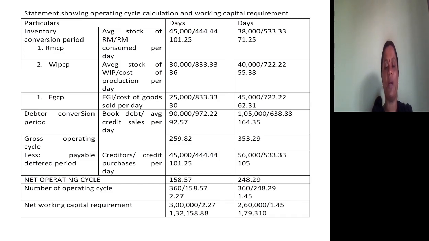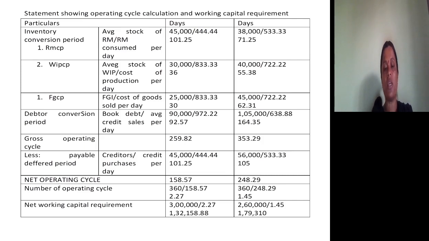So will become payable deferred period. During 2019 it is 101.25, then it is 105. At last we'll arrive at net operating cycle 158.57 and 248.29. Now number of operating cycle is equal to 360 divided by 158.57, which is equal to 2.27. 360 divided by 248.29 is equal to 1.45. This is number of operating cycle in a year.